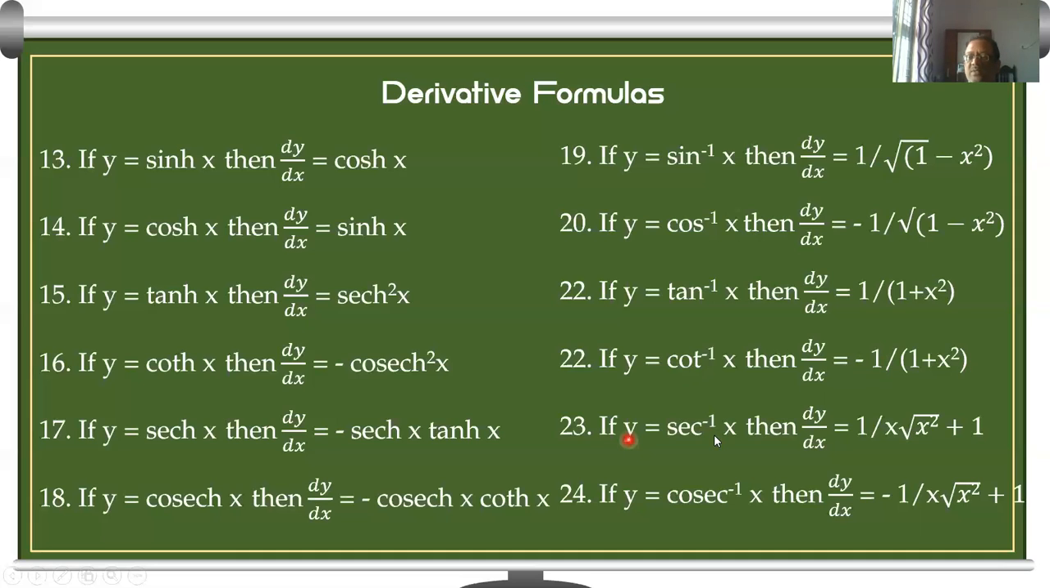Next, sec inverse x, derivative 1 by x into root of x square minus 1. Next, cosec inverse x is a cofunction, therefore minus 1 by x into root of x square minus 1. I'm sorry, it is minus.